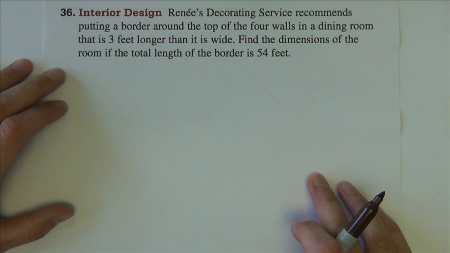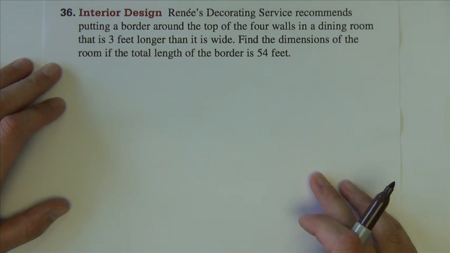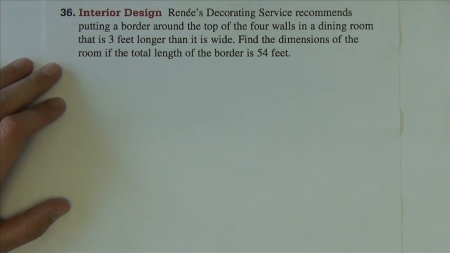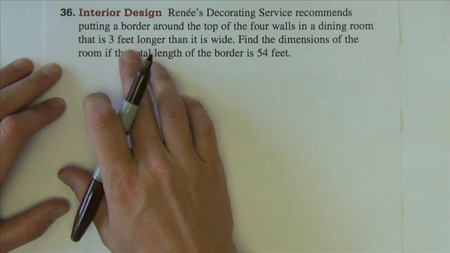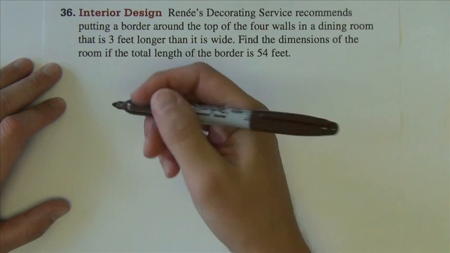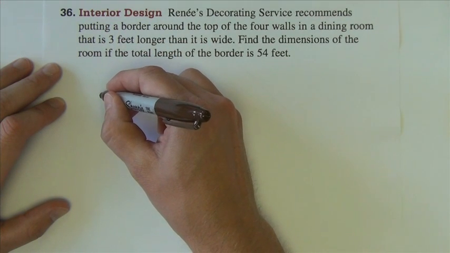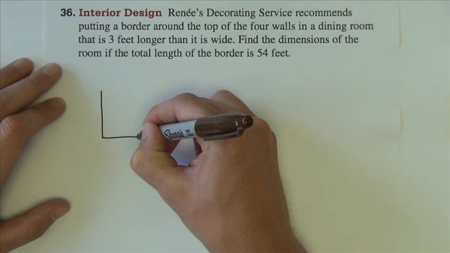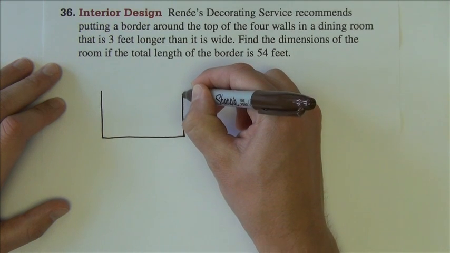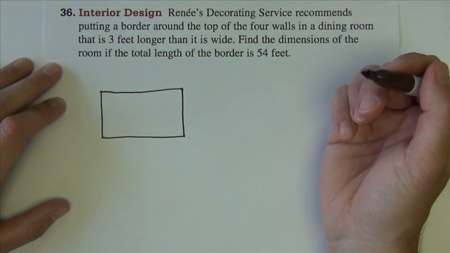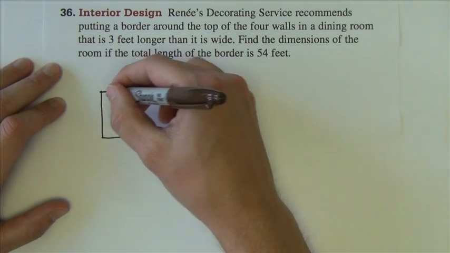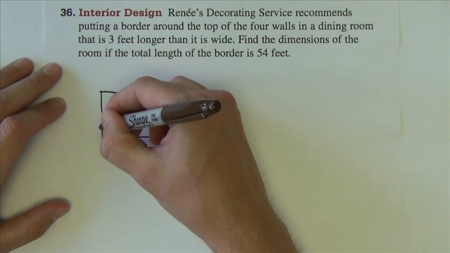Next problem says Renee's decorating service recommends putting a border around the top of the four walls in a dining room. It tells us that the dining room is 3 feet longer than it is wide. Well, let's just draw that before I even finish reading the problem. So I've got a dining room shaped like a rectangle, 3 feet longer than it is wide.